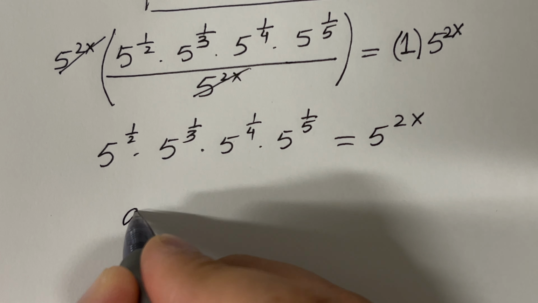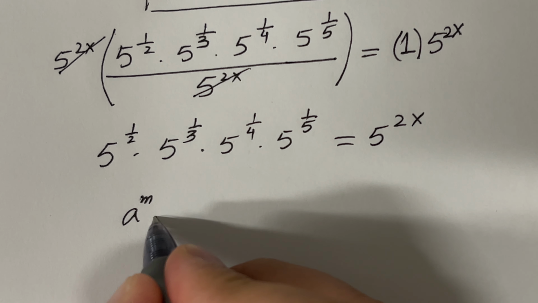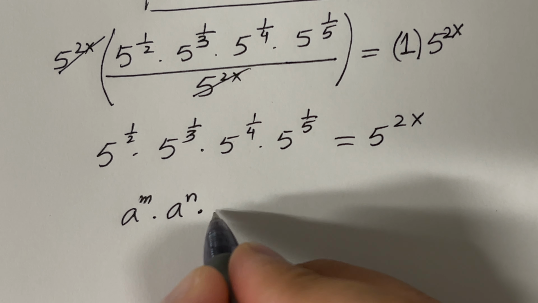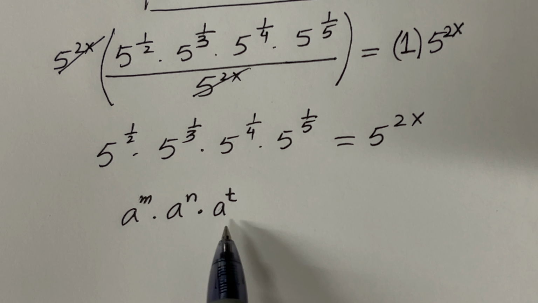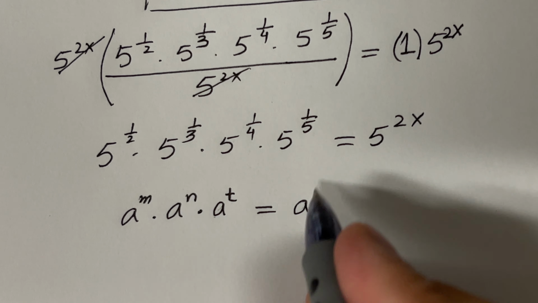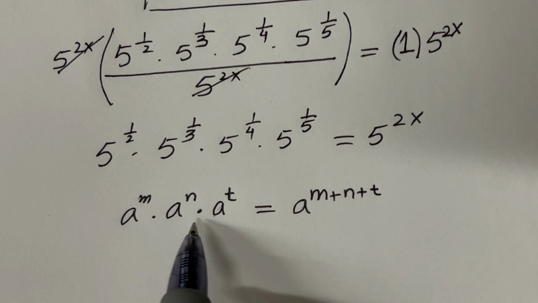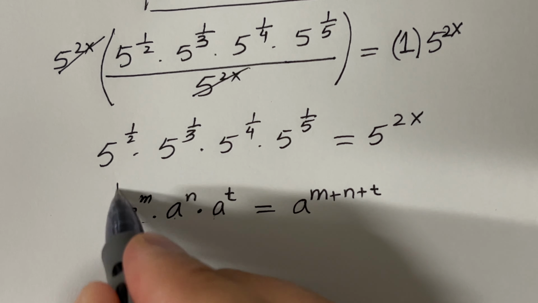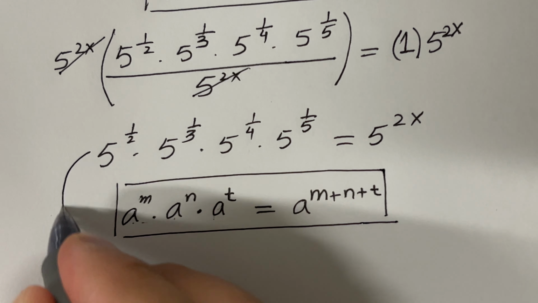That property says if you have some number raised to some exponent, times that same number raised to another exponent, times that same number raised to another exponent, no matter how many such products you have, as long as the base is the same, then you just add the exponents. If you are multiplying like this and the base a is the same, you just add the exponents. The simplification will be that.